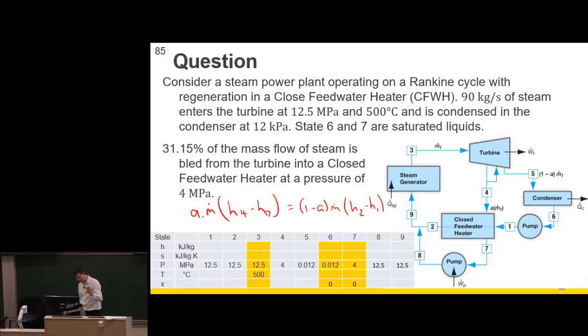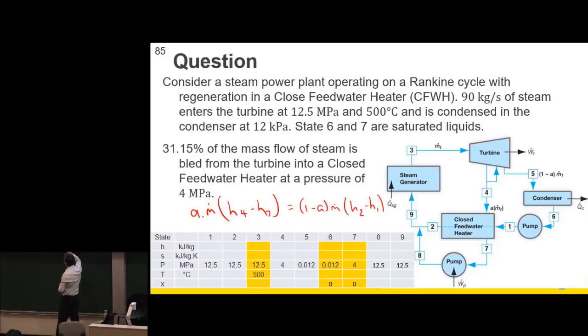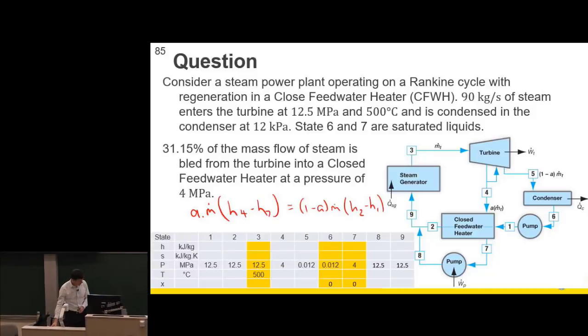Based on that description, I've filled out a table with my known values. It looks to me like there's three states that have independent intrinsic properties, and that's enough to describe the fluid. And so I feel like I should be able to fill out these three values. And I can. Do you want to see where I got those from? Or is everyone pretty happy with that? Happy with that? Good. Cool.